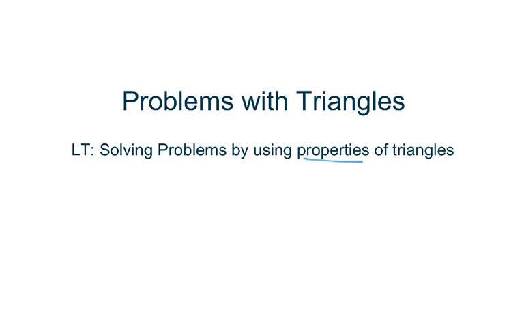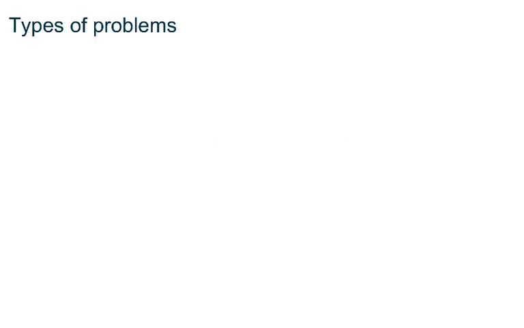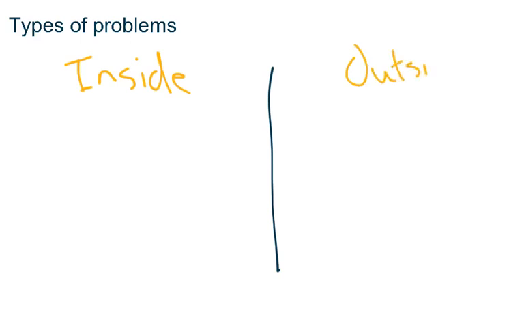And so when I'm talking about properties of triangles, I'm talking about how we can find their area, how we can find angles, how we can find perimeter, all that kind of stuff based off of a few simple properties. So what we're going to see are two different types of problems. To keep it simple, we have inside and outside problems.